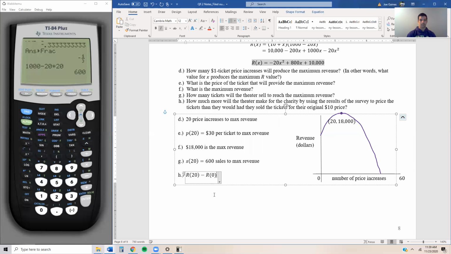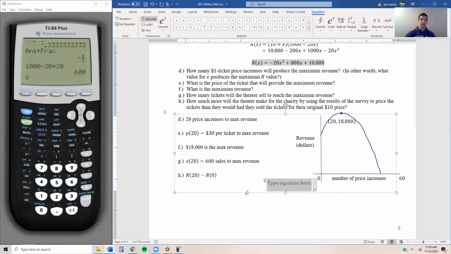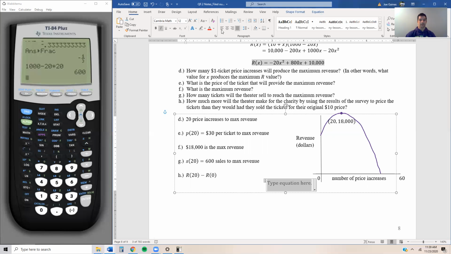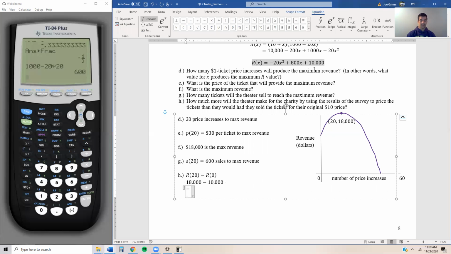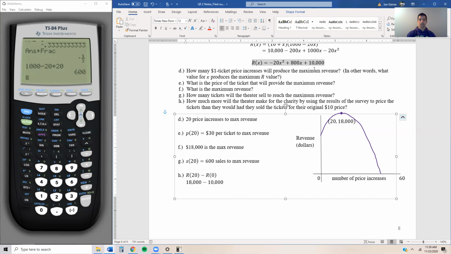So what is my maximum revenue, minus what is my revenue if I make no change? My maximum revenue, again, we already found this value, would be $18,000. My revenue if I made no change would be the y-intercept, $10,000. And the difference of these two things would be $8,000. So to answer the question, how much more will the theater make? $8,000 more.